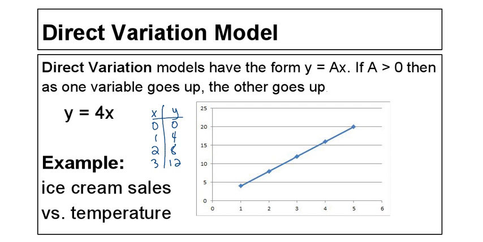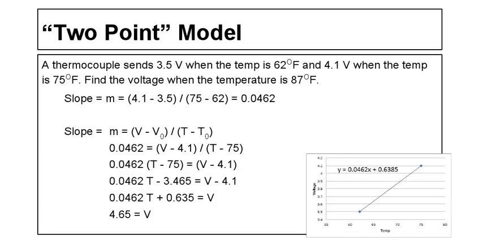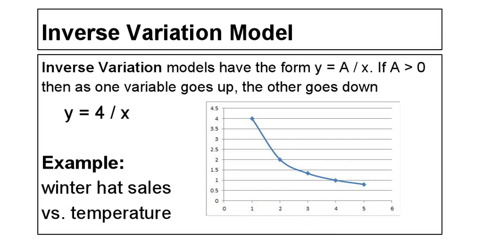Now, the other possibility here that I wanted to mention was the indirect or inverse variation, and it's going to fall off. It's got this form right here, where y equals some number divided by x. The variable is on the bottom. When I divide by a bigger number, I'm going to get a smaller answer, and it's going to fall off like that. So again, kind of dumb example, but if I were selling winter hats, toboggans, beanies, mittens, whatever, in my cart, the hotter it gets, the less people want that stuff, and my sales are going to go down.